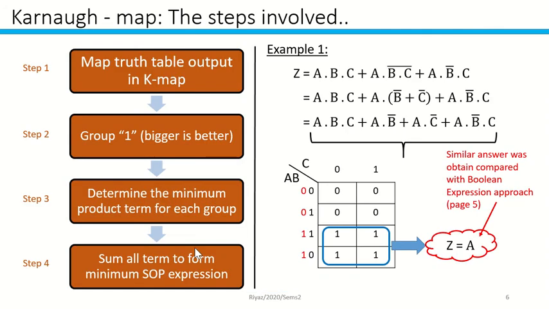It is an excellent tool to find all the possible simplified Boolean expressions. There are four main steps in the K-map.